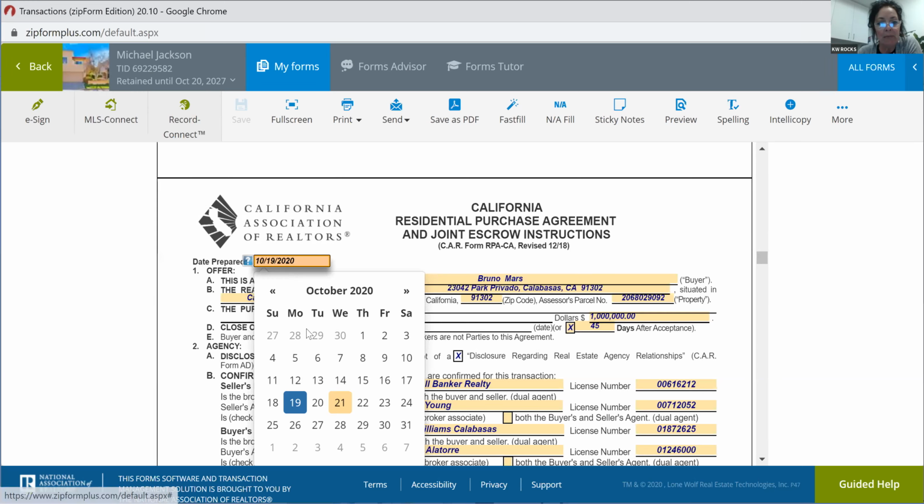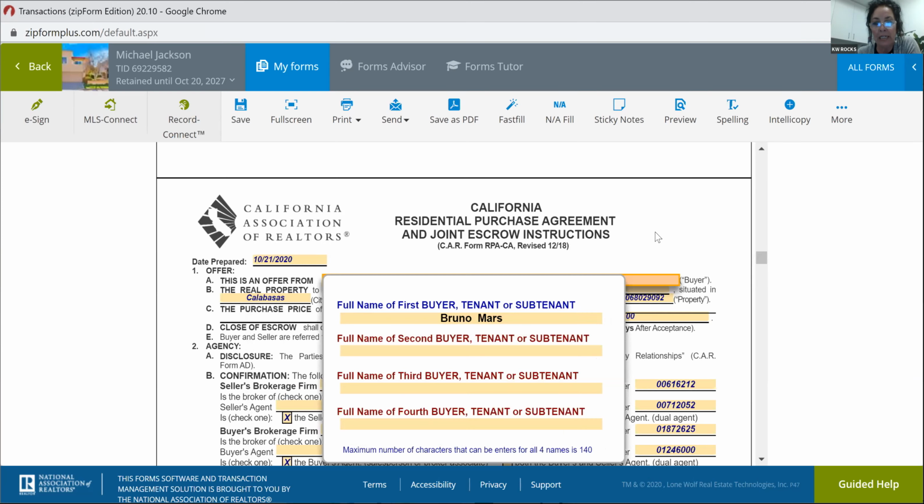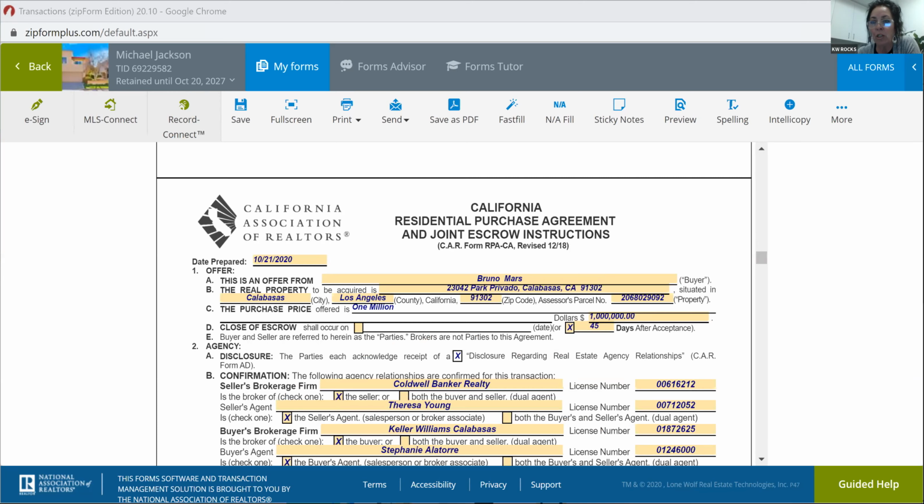Okay, so today, date prepared. We put the day on which it is prepared, right? This is an offer from your client. Our client today happens to be Bruno Mars, right? I should have him playing in the background. Okay, Bruno Mars. So we're writing an offer on 23042 Park Privado. You want to make sure that you always put their address here, right? And you can't leave any of this stuff blank.